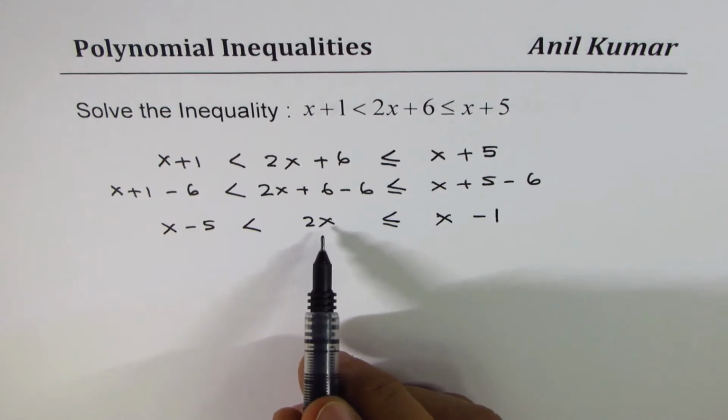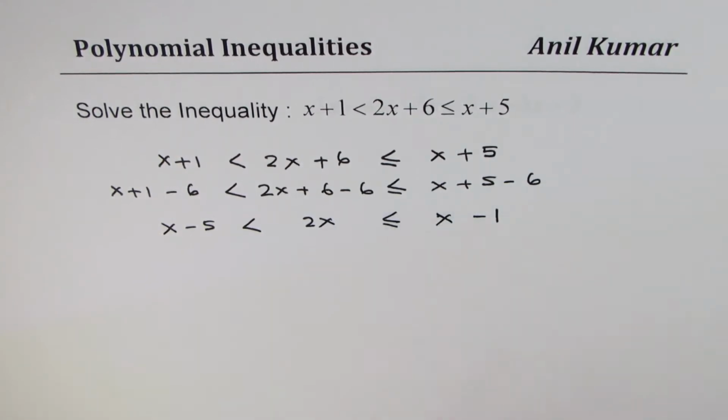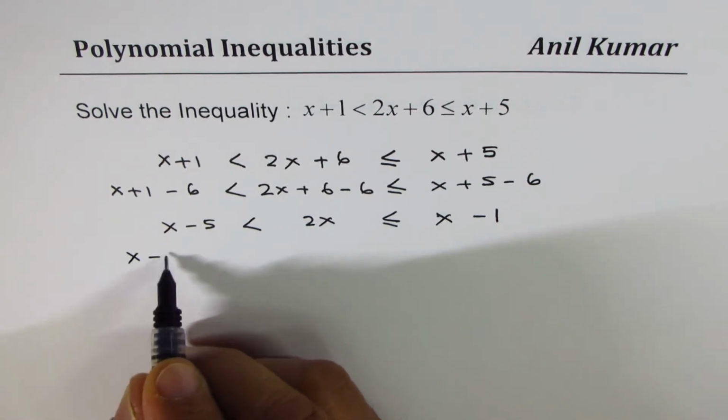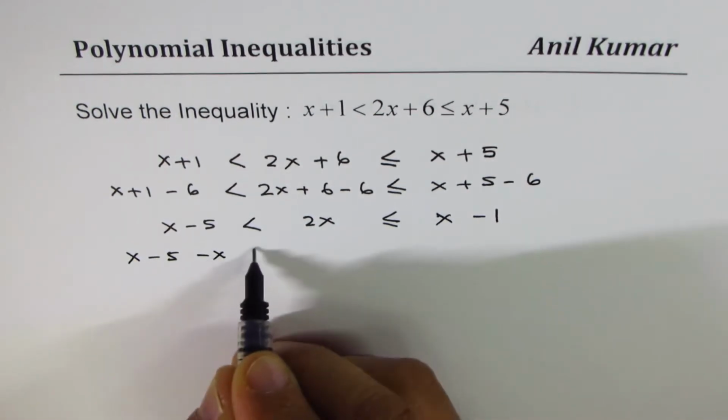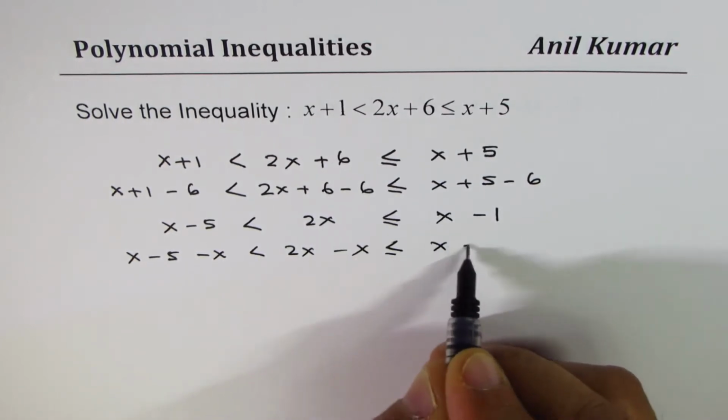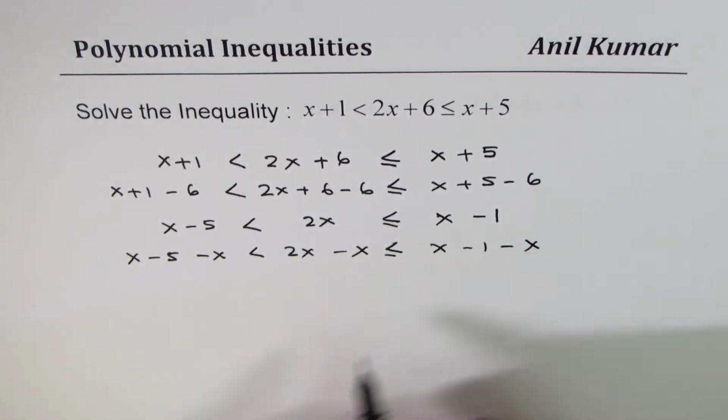Now we need to find x in the center. We could do it by doing minus x in all the three terms. So this time we'll do x minus 5 minus x, 2x minus x, x minus 1 minus x. Do you see that?